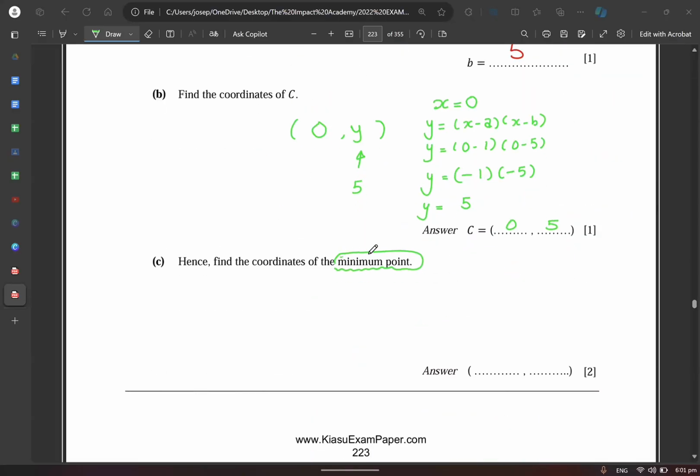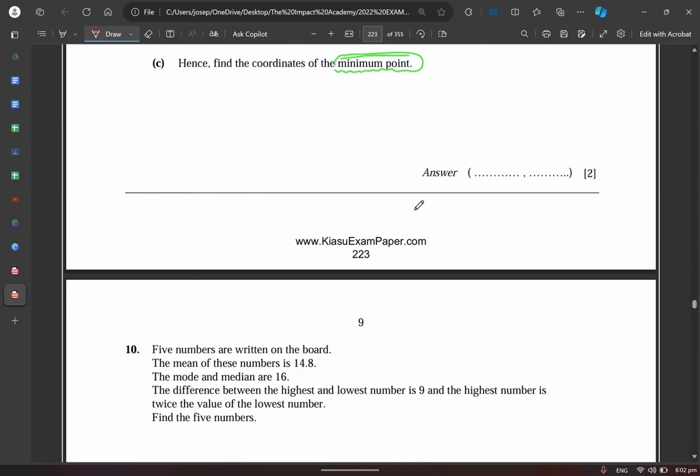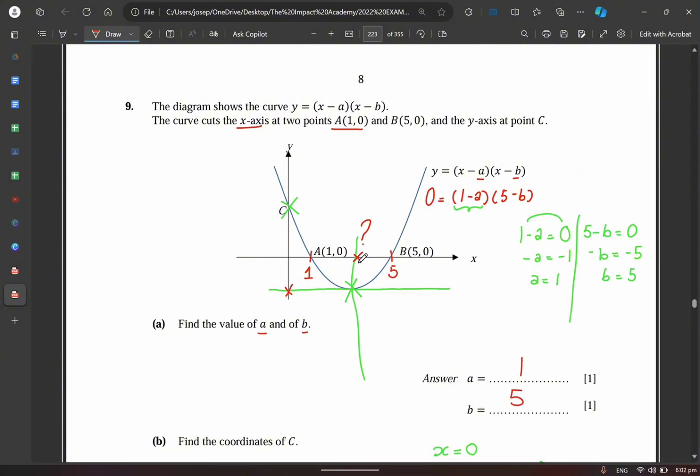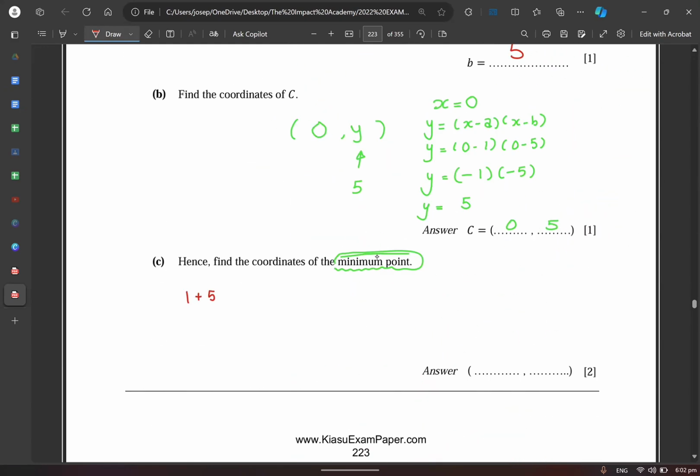Last but not least, they want us to find the minimum point. I've drawn something over here to show you that this is the minimum point. This minimum point obviously has an x and y. What is my y? This point over here. What is my x? I don't know, but I can find. Can I find x first? To find x, it is basically the line of symmetry. So my x is basically 1 plus 5 divided by 2. So 6 divided by 2 becomes 3. So I know already.